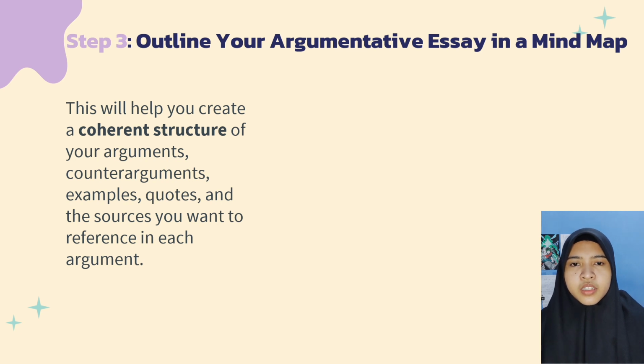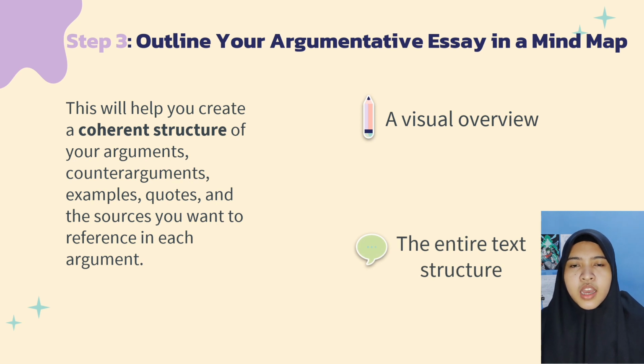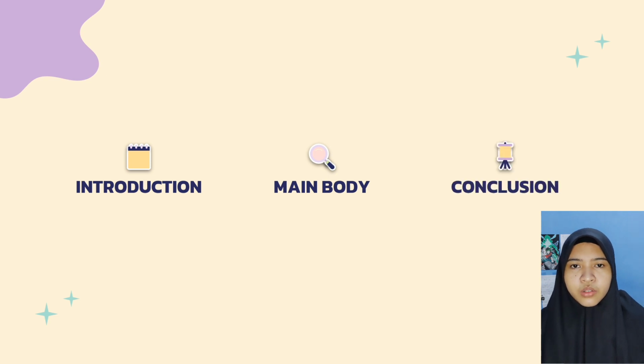A mind map is a great format for such an outline because it provides you with a visual overview of your thesis statement and the entire text structure. Here, the important point when making an argumentative outline in a mind map is to make sure you have an intro, 3 main points or main body, and a conclusion.